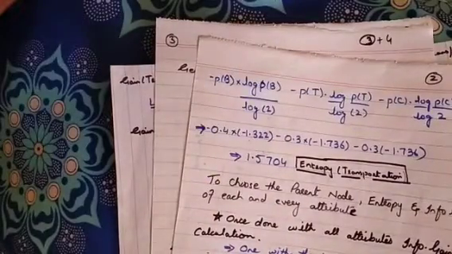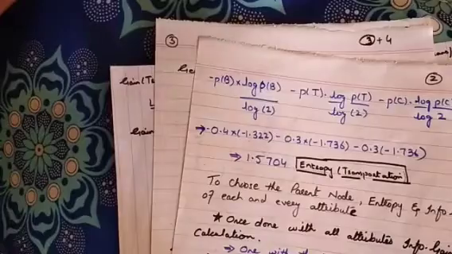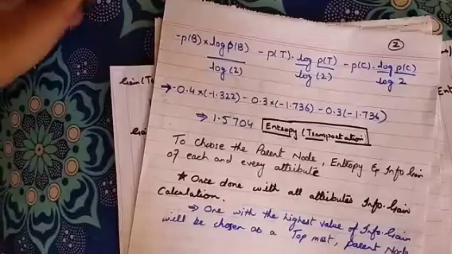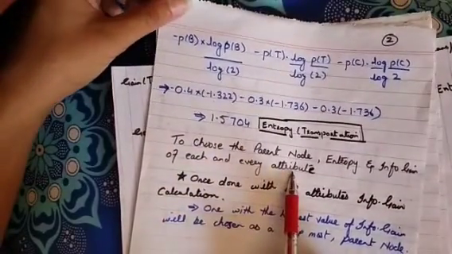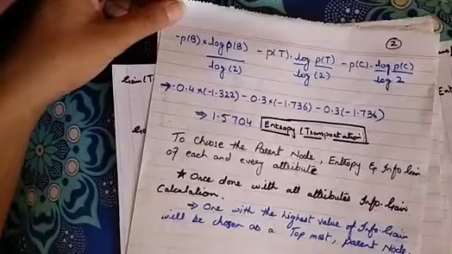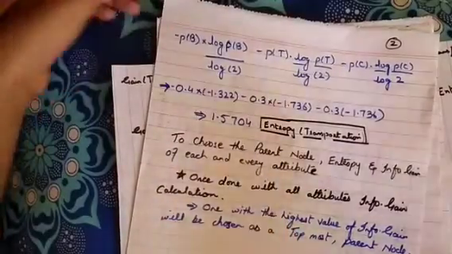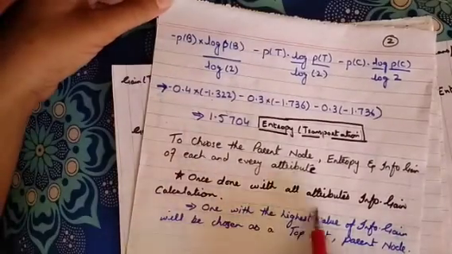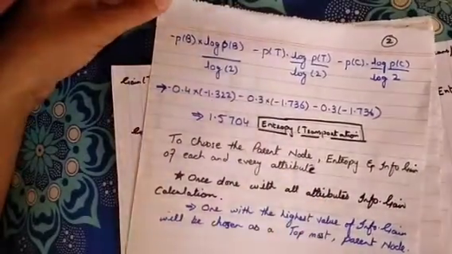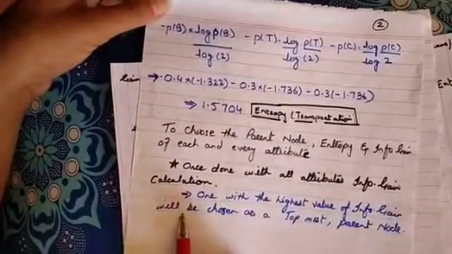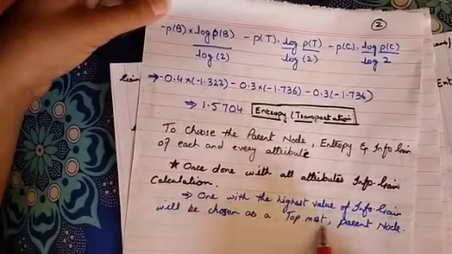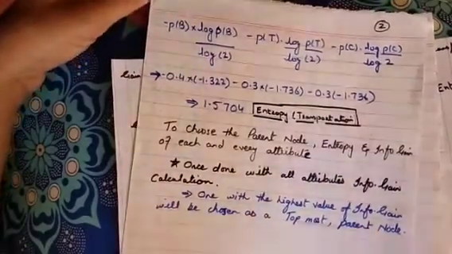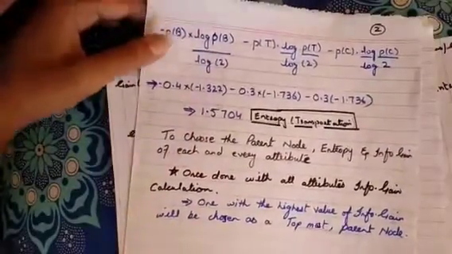Now what we have to do, in order to choose the parent node, we need to find out the entropy and information gain of each and every attribute separately, and we will keep doing that going forward. But for how long do we have to do it? Once we are done with the calculation of information gain for each and every attribute, the one which will have the highest information gain value would be chosen as the topmost, or you can say the parent node, for our decision tree. Okay, so let's go for that.